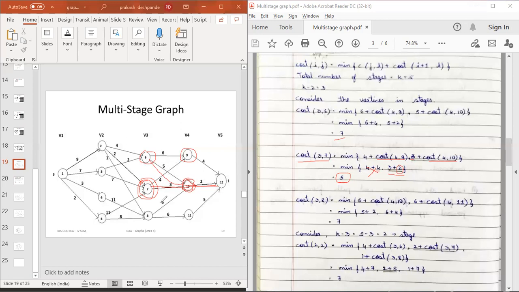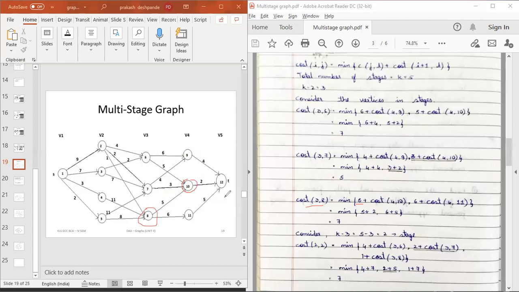Now let us try to calculate the third one, that is from the vertex 8. That means cost of 3,8. 3,8 means third stage vertex number 8. Again, here there exist two different paths. So first one, minimum of 5. 5 is nothing but the edge cost between 8 and 10. 5 plus cost of 10.